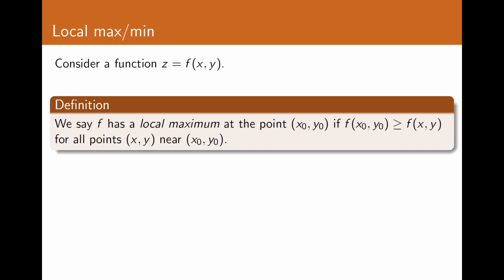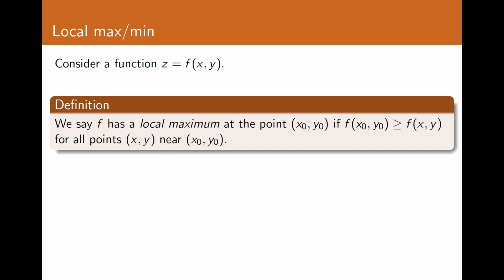So what this means, this near x0, y0, is if you think of x0, y0 as a point in the xy plane, then you draw a circle around that point of any size you want. It can be a big circle, can be a small circle, but as long as you can find some circle around that point so that all the points x, y that are in that circle, the values of f of x, y are less than or equal to f of x0, y0.